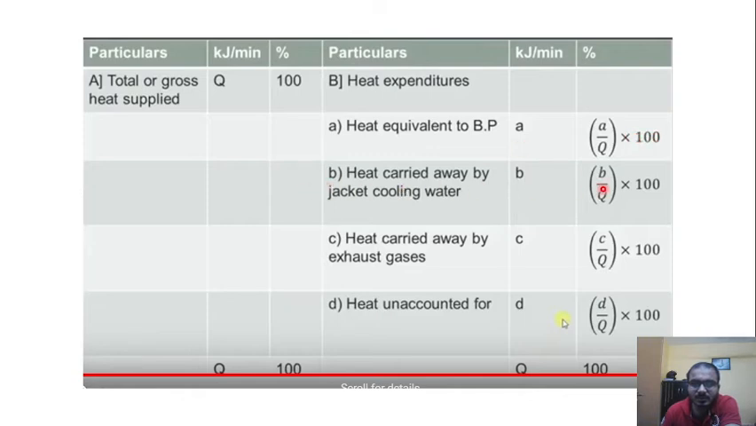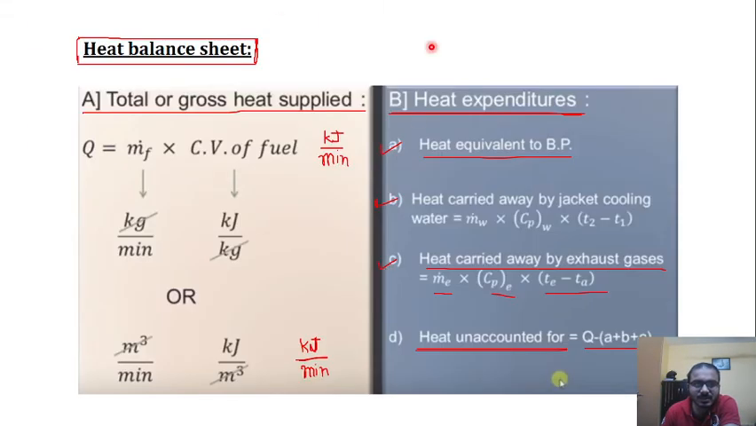Then B divided by Q into 100, then C divided by Q into 100, and D divided by Q into 100. So what does this percentage do? It gives us an idea about the contribution of each heat component towards using this total heat supply, and it is necessary that the summation of all contributions should become 100 at the end. So that is all about the heat balance sheet.